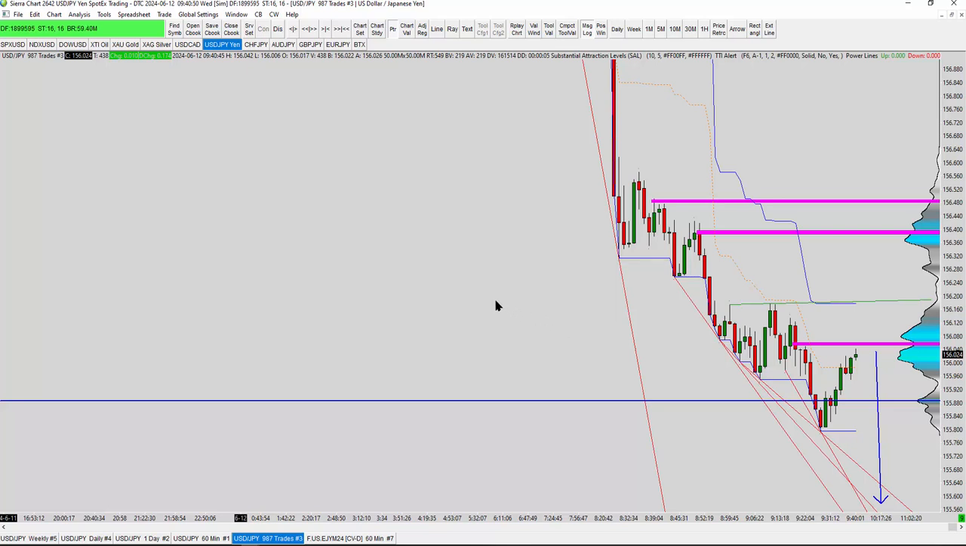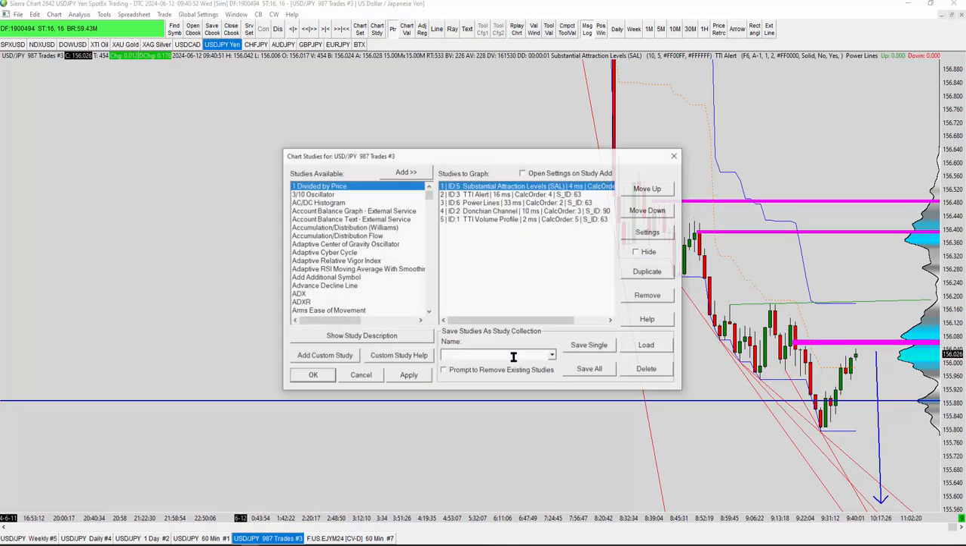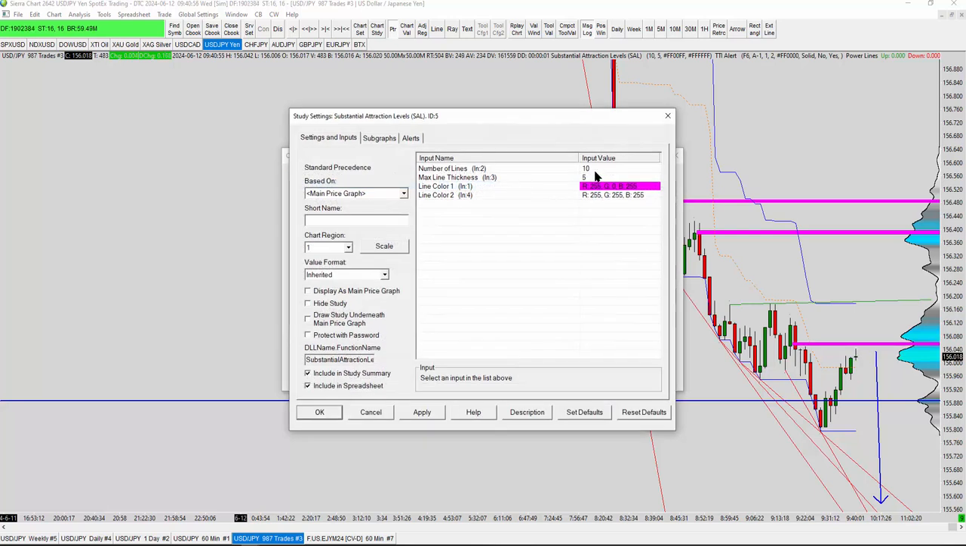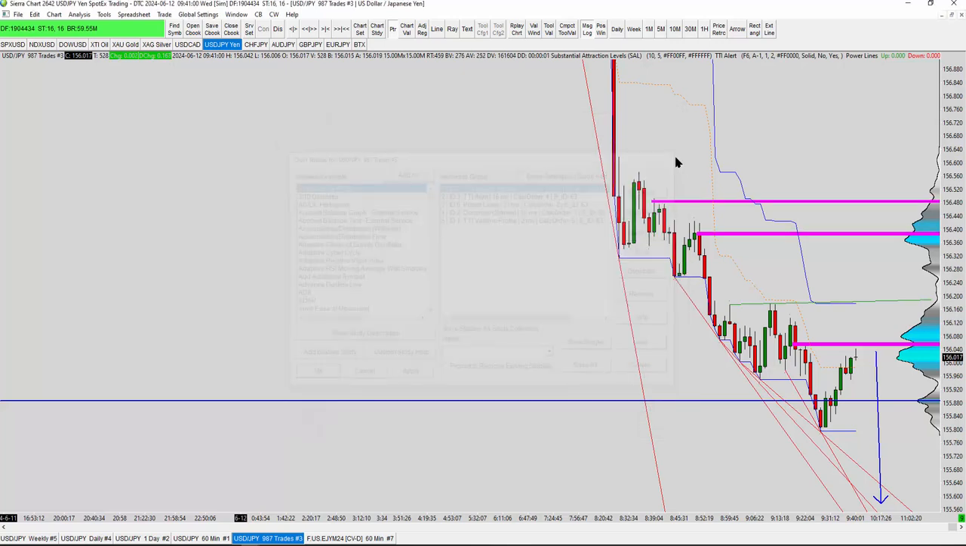You can have 50 of them. It's up to 50 levels, substantial attraction levels up to 50. If you put 50, you'll have a very busy chart. So I'm using only 10 just to get the highest 10 in the market.